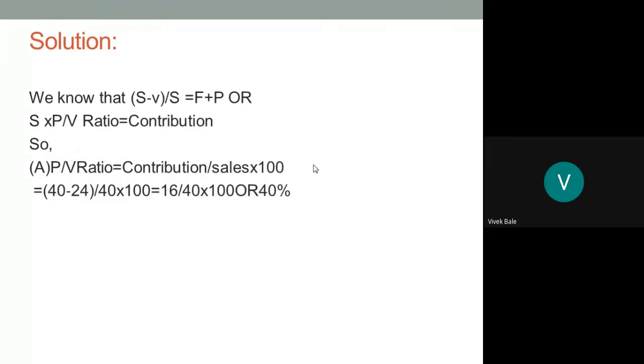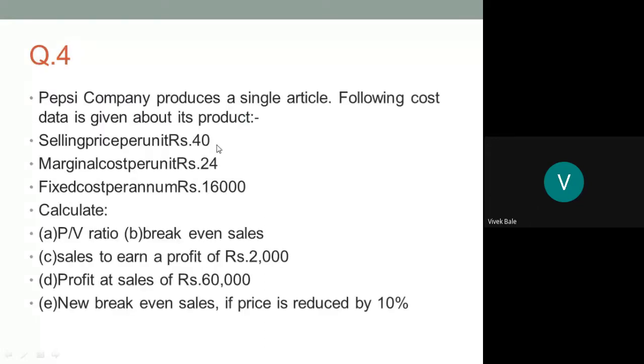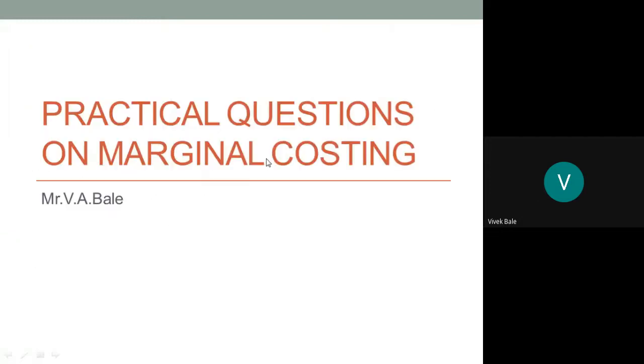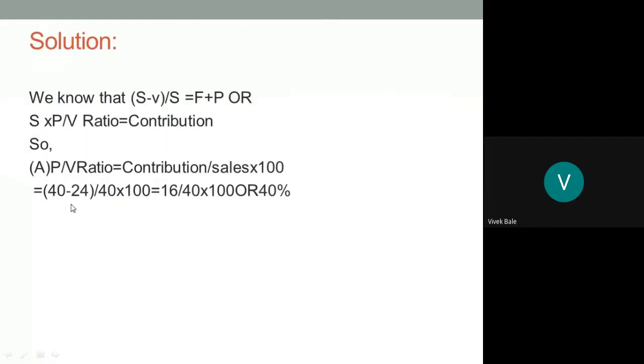So as you can see, the contribution is equal to what? Sales minus variable cost. If you look at the question, the selling price per unit is rupees 40 and variable cost is rupees 24. So 40 minus 24, that is the contribution, divided by the sales price 40, multiplied by 100. Here you will get 16 divided by 40 into 100, which is equal to 40%. It means the PV ratio of this particular PepsiCo company is 40%. I hope everybody understood.